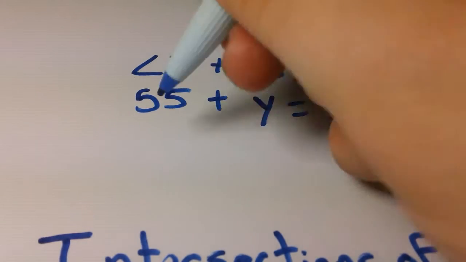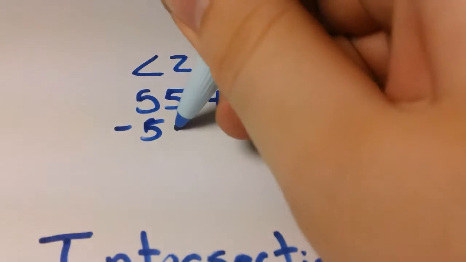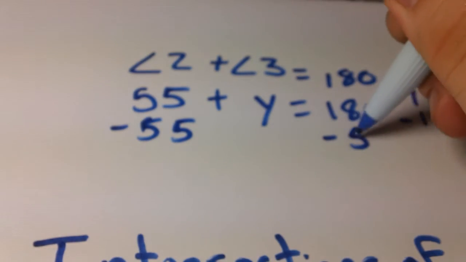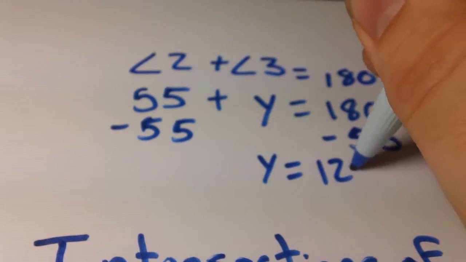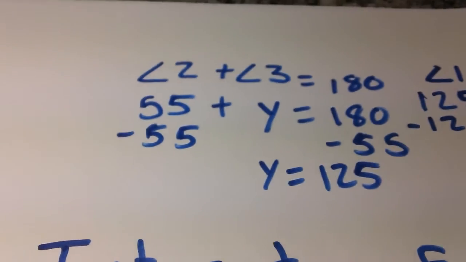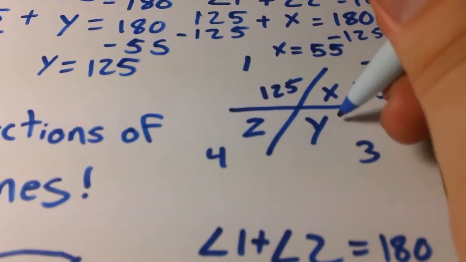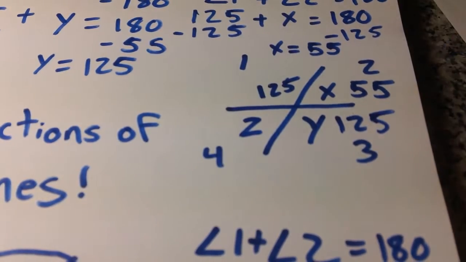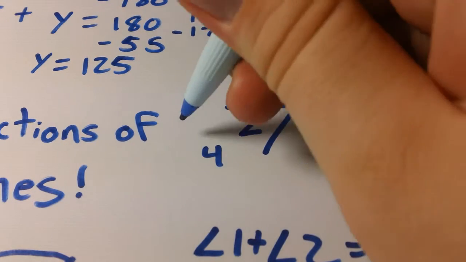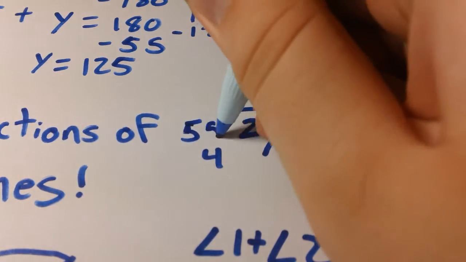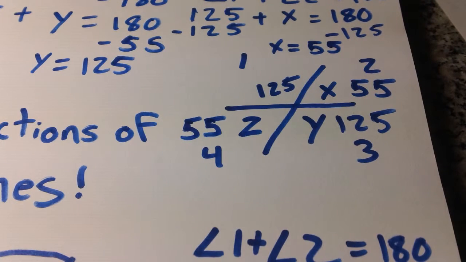Yet again, simple algebra. Just kind of moving some stuff around here, right? So subtract those 55s, and we get y equals 125. So we can fill that back in. 125. I'll save you the time on doing this last z problem here, and we'll find out that z is also equal to 55 degrees.